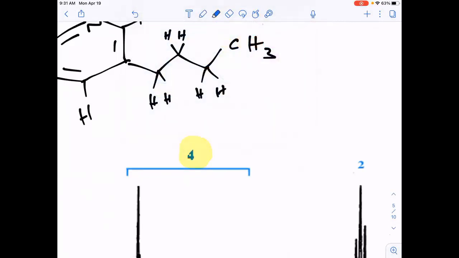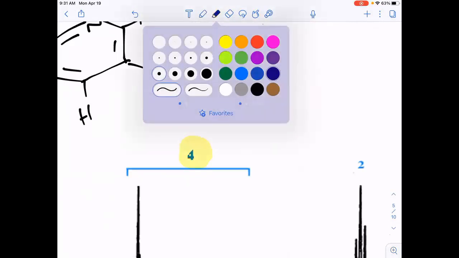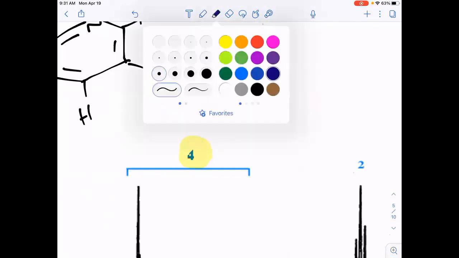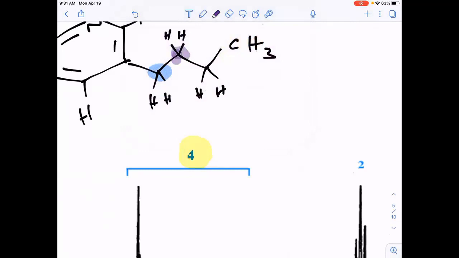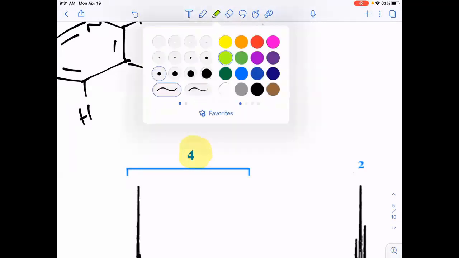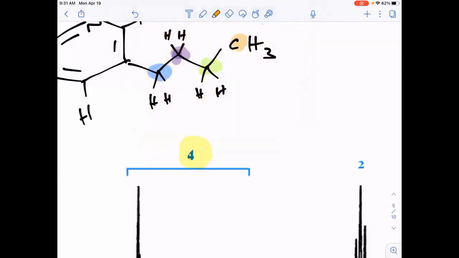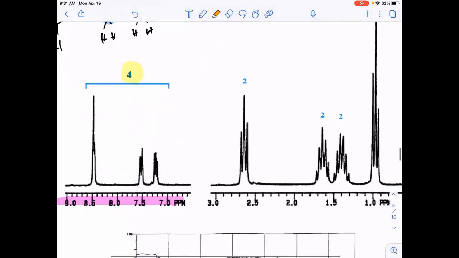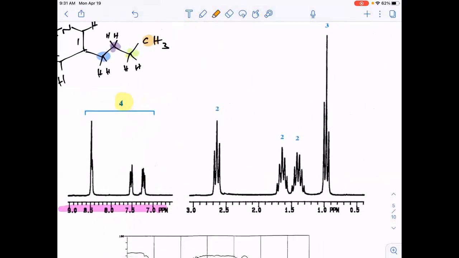Everything is different. So you got a set of protons here. You got a set here. You got a set here. And then you have a set here. So all 4 of those are going to show up down there in that section. And you can see the protons down here and you can see how they're split and everything.